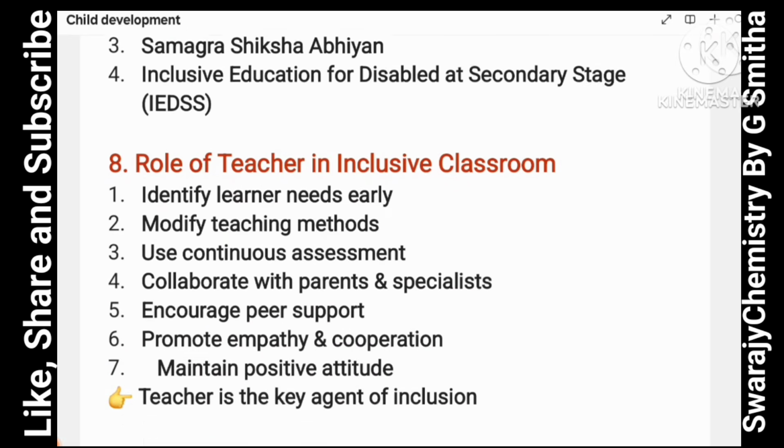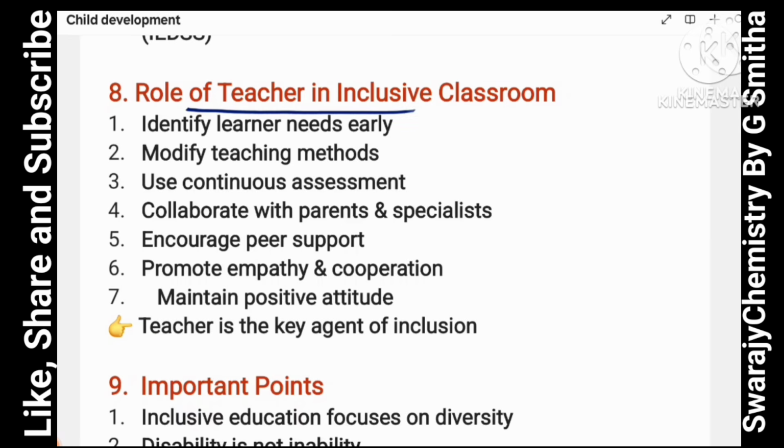Our next concept is the role of a teacher in an inclusive classroom. The teacher is the heart of inclusive education. Teachers should identify learners' needs early, modify teaching methods, use continuous assessment, collaborate with parents and specialists, encourage peer support, promote empathy and cooperation, maintain positive attitudes. Please remember, teacher is the key agent of inclusion.